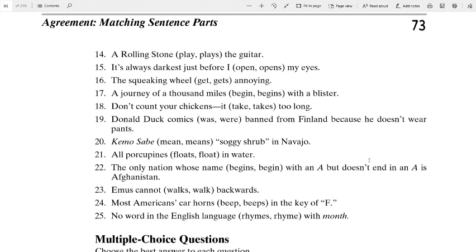So we can take a few more exercises from the next pages. From the next page, don't count your chickens. Eat. So eat is always singular. It takes too long. A journey of 1,000 miles. So that is referring to a journey, not 1,000 miles. Begins with a blister. A rolling stone plays the guitar.